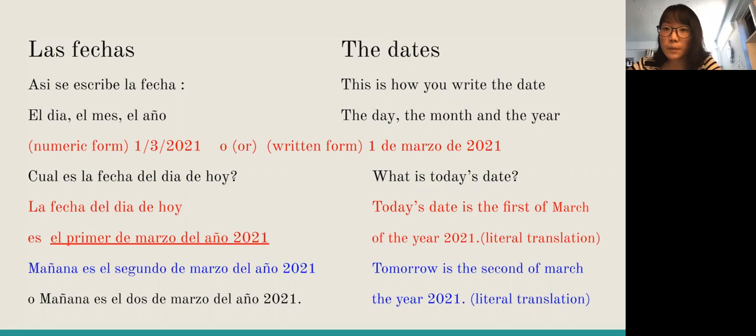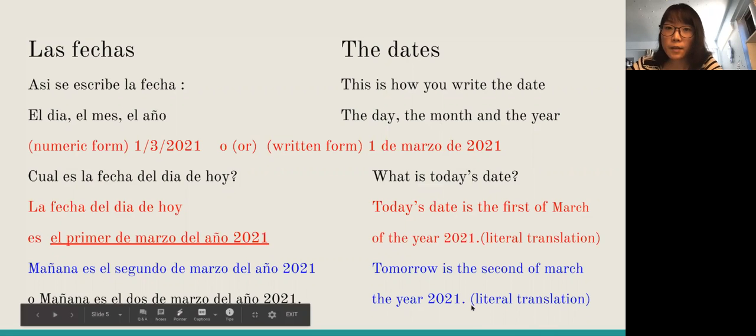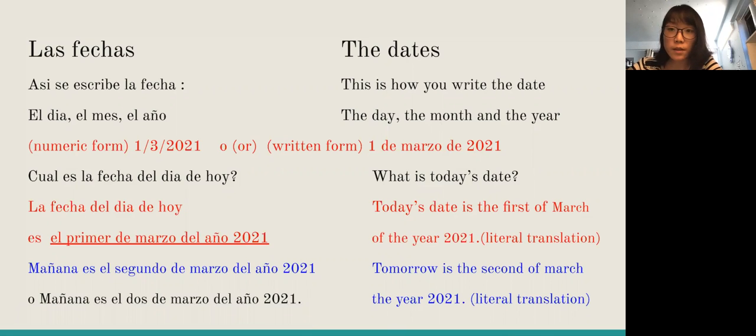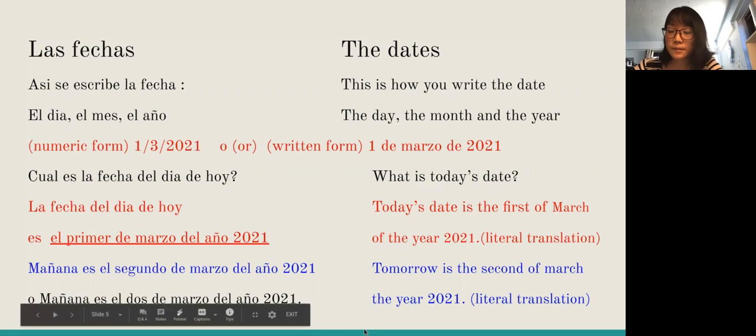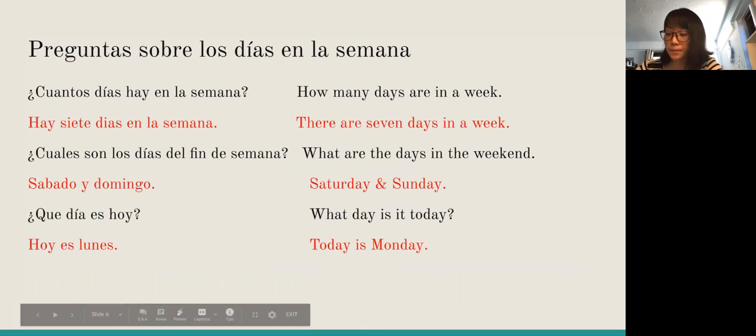May I try also? Yes, please. Go ahead. La fecha del día de hoy es el 3 de marzo del año 2021. Muy bien, Lee. Muy bien. Excelente. Muy bien. Okay. So now the next slide.